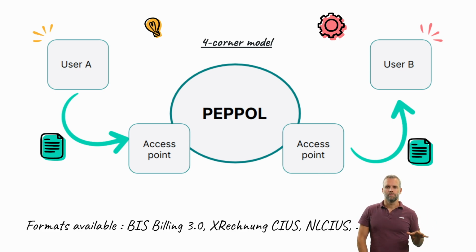Soon in the future, we might be talking about a five-corner model where the state and the administration are also involved for VAT purposes and reporting. But for now, let's keep it simple and just use this one. As you can see below, there are several formats that you can use for these documents. We'll be talking about them in a minute in the demo.